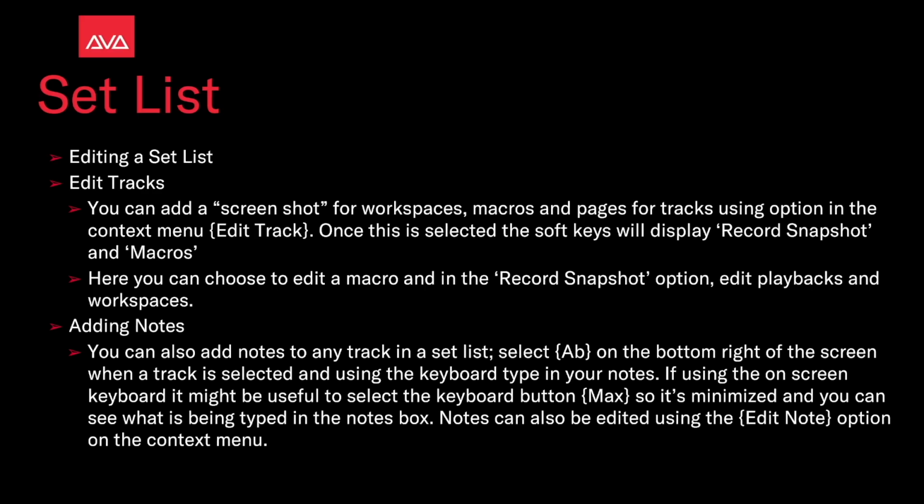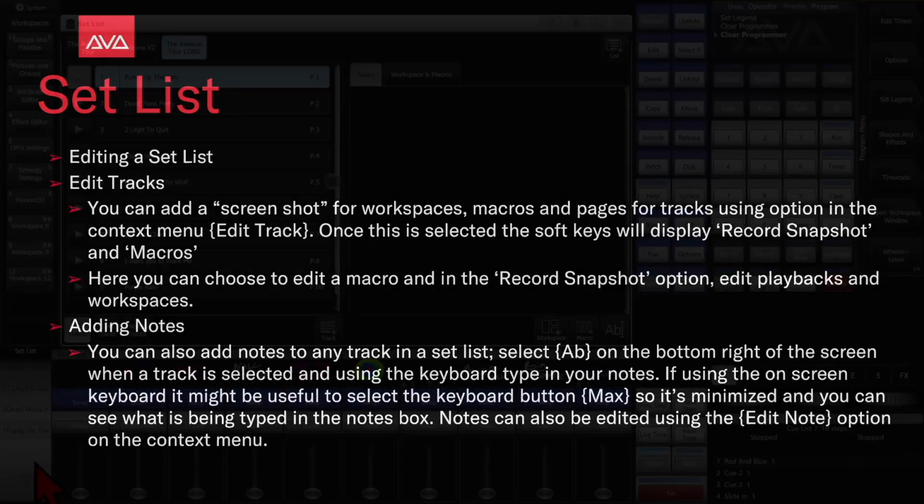You can also add notes to any track in the set list, by selecting the AB button in the bottom right corner of the screen when a track is selected and using the keyboard to type in your notes. If using the on-screen keyboard, it might be useful to select the min-max button so it's minimized, so you can see what is being typed in the notes box. Notes can be edited using the edit note option in the context menu also. So let's take a look at that.